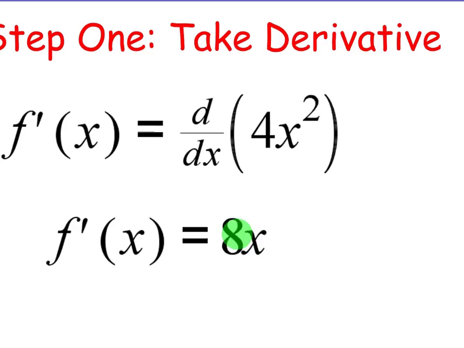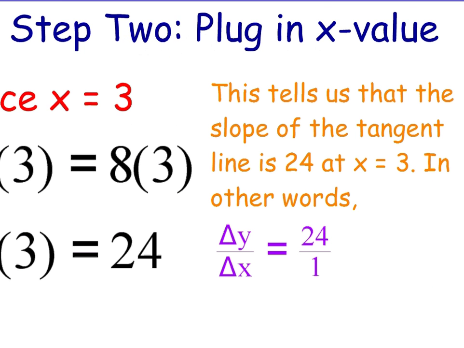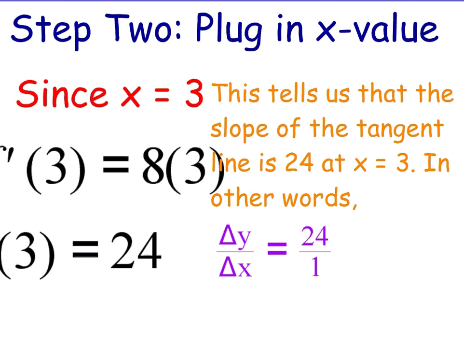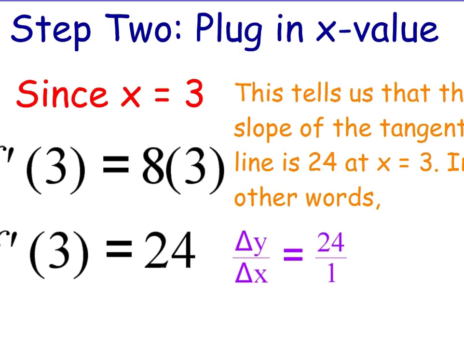Okay. Then guess what you're going to do after that? You're going to plug in the x value where you're trying to find the slope of the tangent line. So we're going to plug in 3 into that formula. So step 2 is to plug in the x value. Plug in 3 for x. 8 times 3 is 24. Therefore, the slope of the tangent line of 4x squared at 3 is 24. Another way to write that is change in y over change in x.